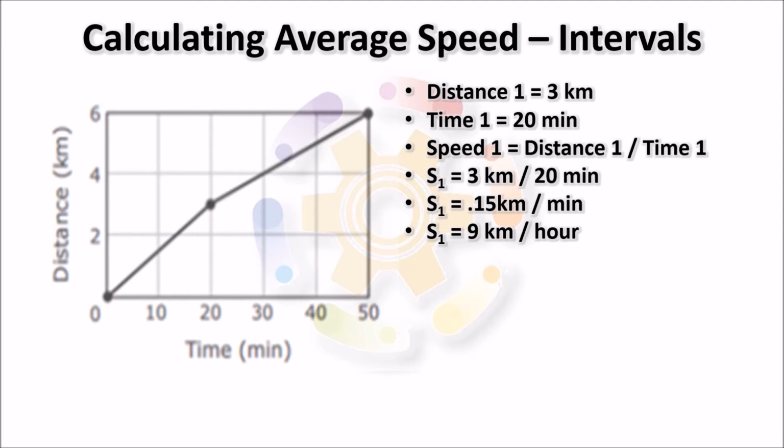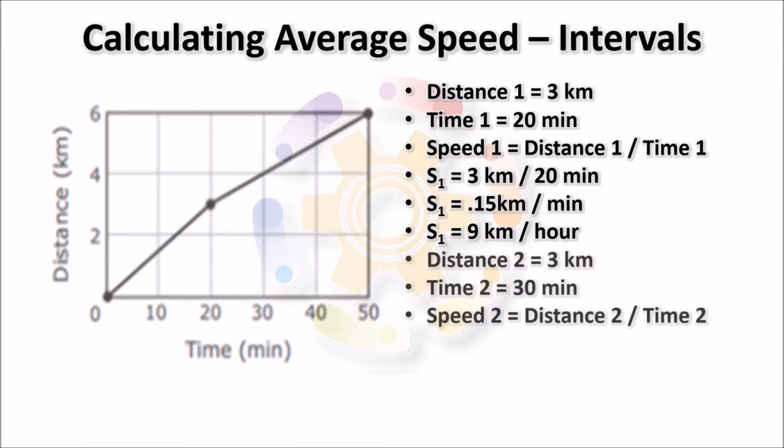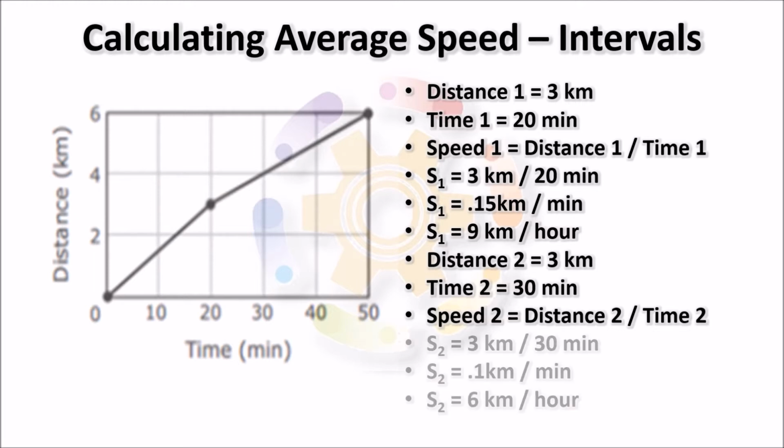For our second interval, we start out at the end point of the first interval and go, in this case, to the end of the graph. So our distance is 3 kilometers, our time is 30 minutes. So we get 3 kilometers divided by 30 minutes, or 0.1 kilometers per minute, or 6 kilometers per hour.